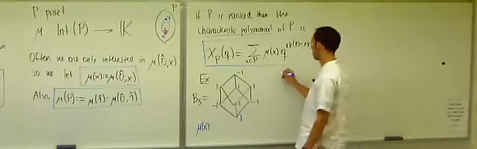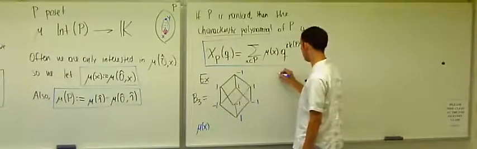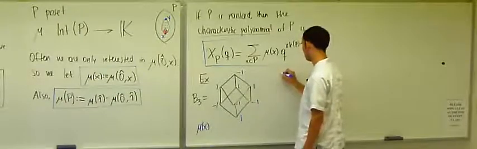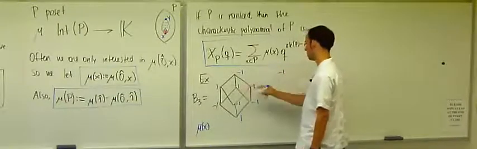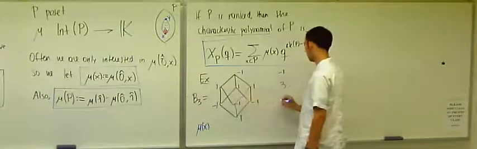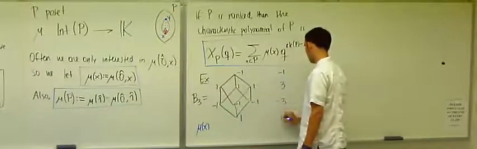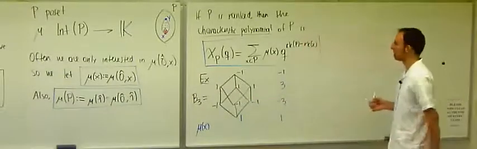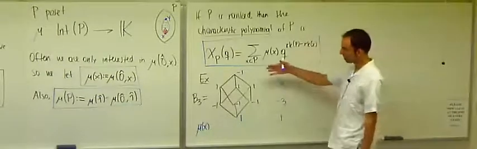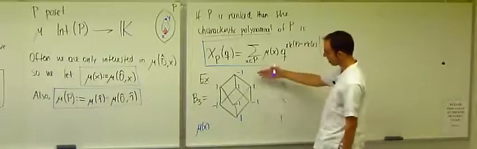So here the numbers add up to -1. Here the numbers add up to 3. Here they add up to -3. And here they add up to 1. Okay? And we do the rank, but from here to here.